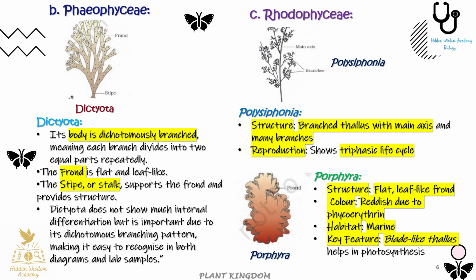Polysiphonia has a highly branched, filamentous body with a distinct main axis. It reproduces via a complex triphasic life cycle, a unique feature of red algae. Porphyra has a simple, flat, leaf-like body called a frond. It's thin and photosynthetic, making it an efficient marine alga.